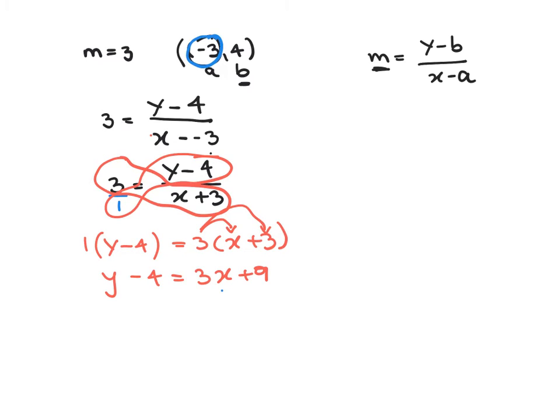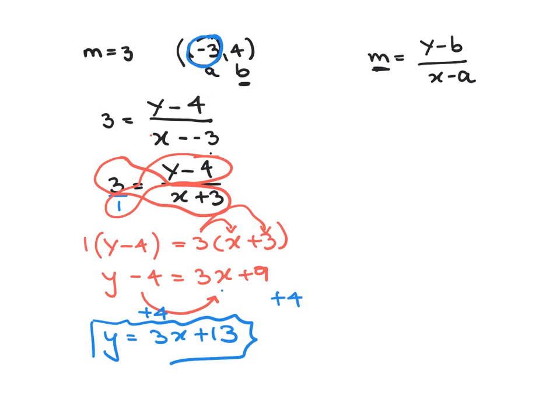Now we want to have it in slope intercept form first, so we're going to move anything that's on this side that we don't need. In this case it's -4, so moving to the other side, we're just going to add 4. Whatever you do on one side, you have to do to the other. Therefore, y is equal to 3x plus 13. So this is the slope intercept form, the equation of the line.